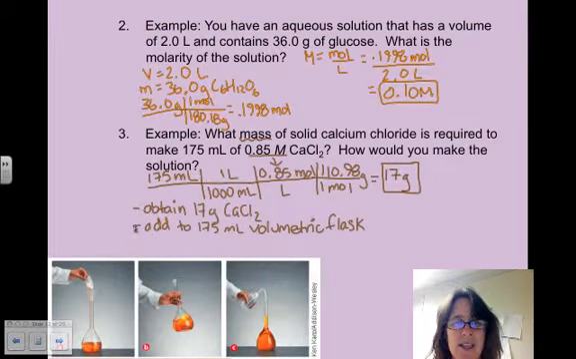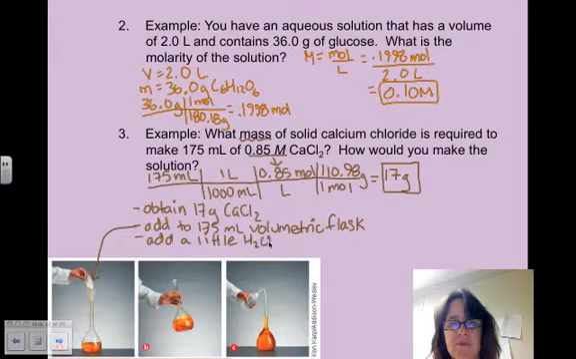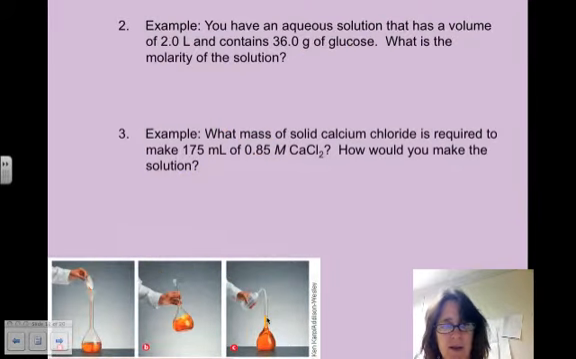Okay, so here's adding it to the volumetric flask. Now we're going to add a little water, and we're going to swirl till the solid dissolves. That's this. And then we're going to fill to the line with water. And that's that. So this is a volumetric flask, and that's how you make a solution from the solid. You've done it before, and you have to do it again in the third lab in this chapter. Moving on.